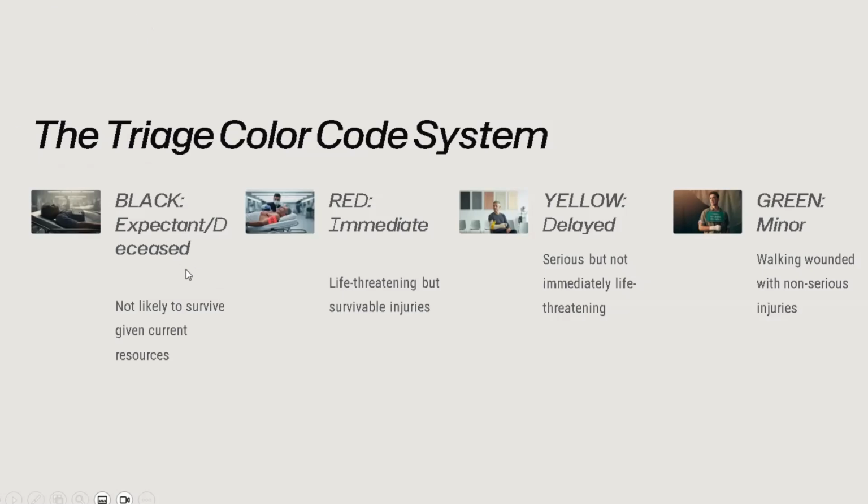A black color indicates that this person is not likely to survive given what's going on with them. Now, if you're in the hospital setting and the emergency room, this person becomes your priority. But if you're in a natural disaster area where there is no resource, this person is not going to be your primary person.